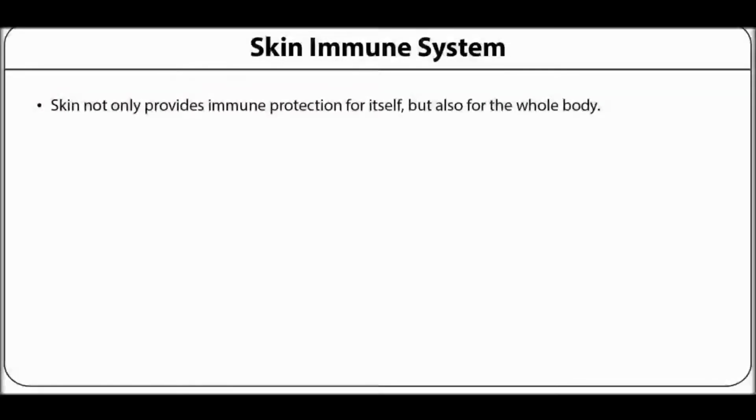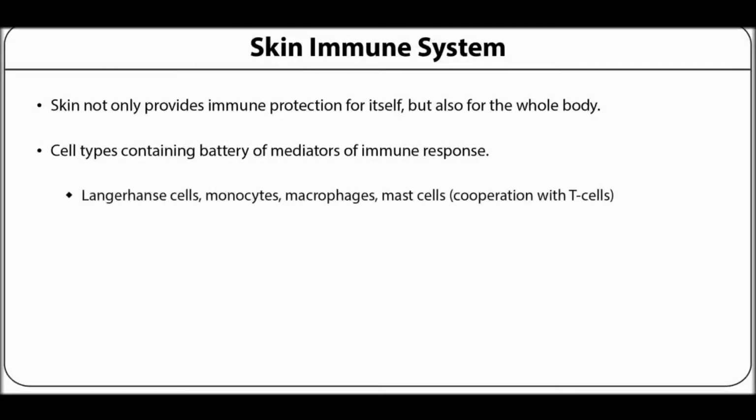It is now understood that the skin also has an immune protection. It not only provides the immunity for itself but also for the whole body. The cell types which are present on the skin contain a battery of mediators of the immune responses. The cells which are primarily involved in the immunity are the Langerhans cells, monocytes, macrophages, and mast cells, which work in cooperation with the T cells.